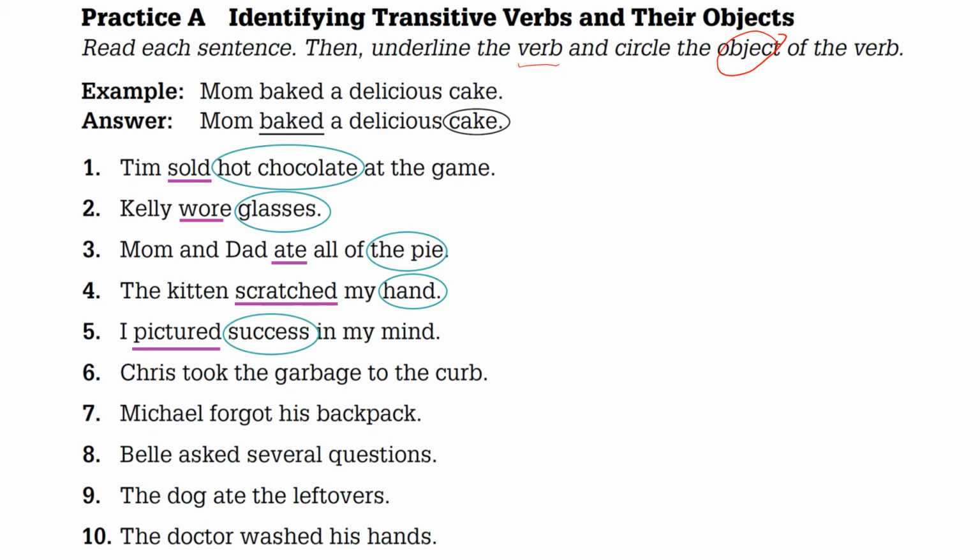All right. So I will leave numbers 6 to 10 for you as homework to see whether you can find the verbs and their objects. For this exercise, it's easy. When you find the verb, it is transitive. You just need to know where the object is to prove that it is transitive.